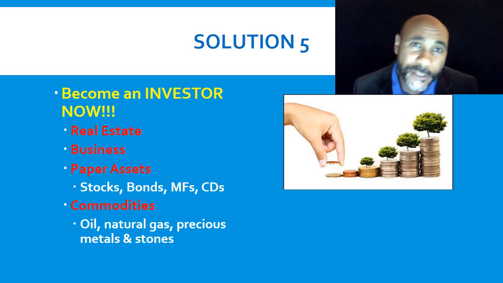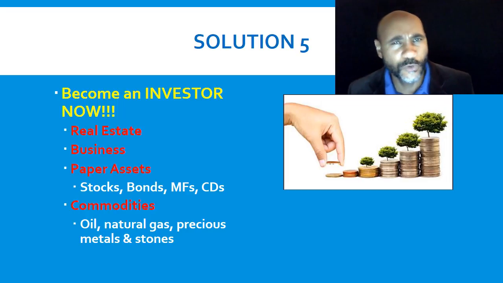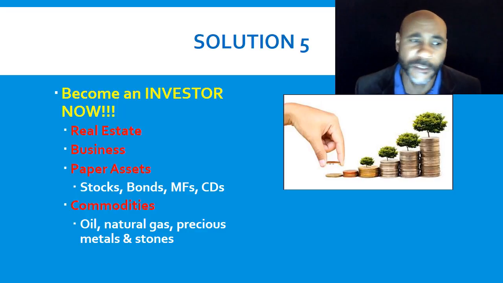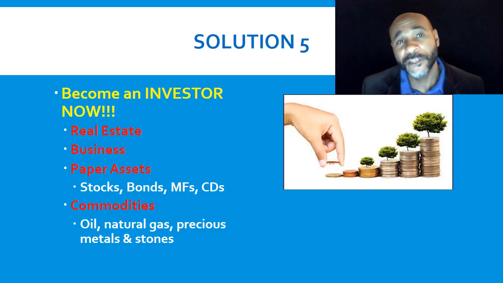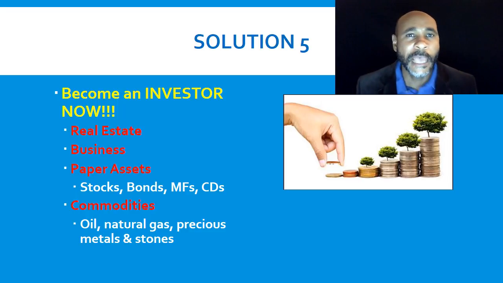Number 1 is real estate. Number 2 is a business. Number 3 are paper assets such as stocks, bonds, mutual funds, and CDs, which basically stands for certificate of deposits. And last but not least would be commodities such as oil, natural gas, precious metals, as well as precious stones. So there you have it, guys. Pick your investment avenue and go full throttle.